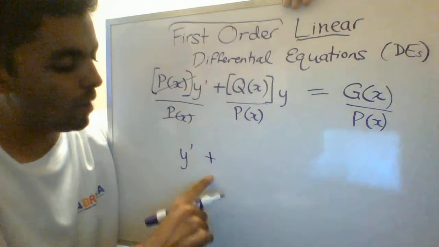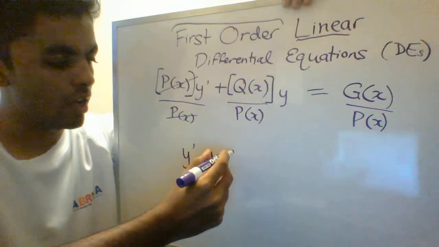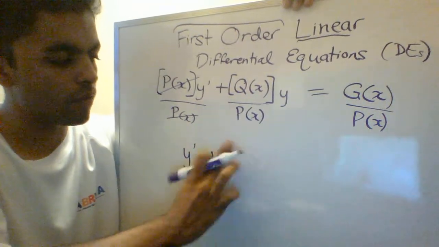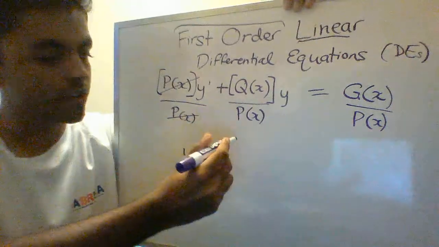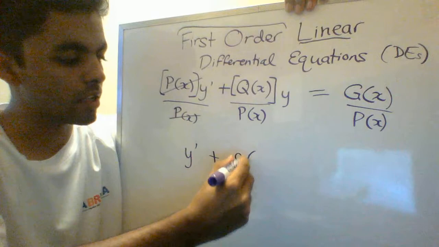So y prime plus, we've got q of x over p of x. Yeah, actually no. The simplified way is to write it instead of with a big Q, now we write it with a little q.